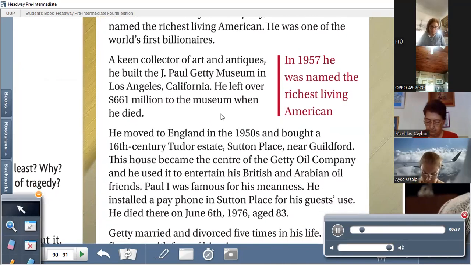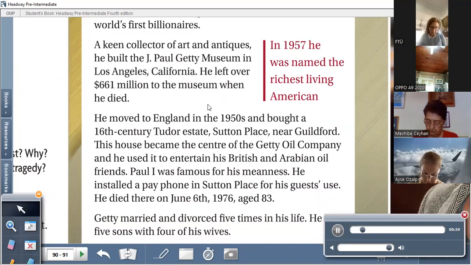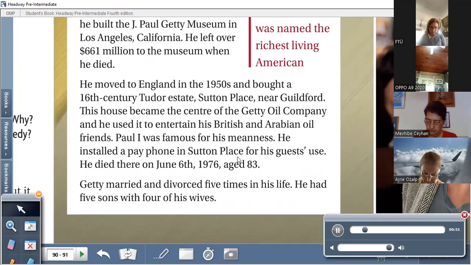A keen collector of art and antiques, he built the J. Paul Getty Museum in Los Angeles, California. He left over $661 million to the museum when he died. He moved to England in the 1950s and bought a 16th century Tudor estate, Sutton Place near Guildford. This house became the center of the Getty Oil Company, and he used it to entertain his British and Arabian oil friends. Paul I was famous for his meanness. He installed a payphone in Sutton Place for his guests' use. He died there on June 6, 1976, aged 83.